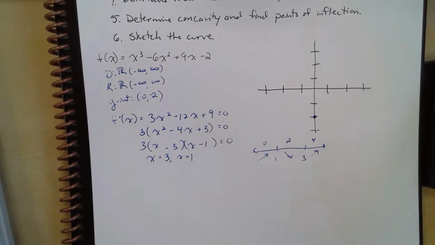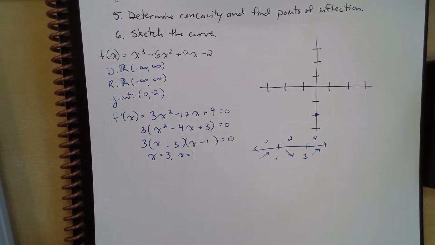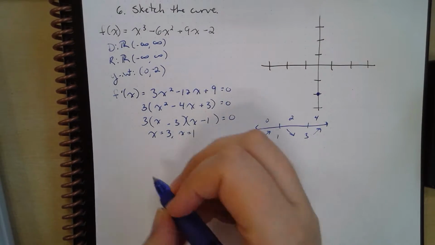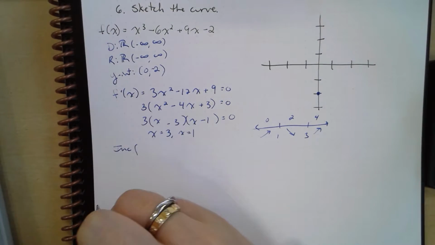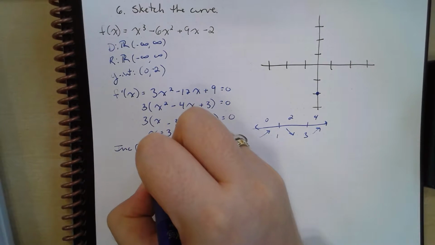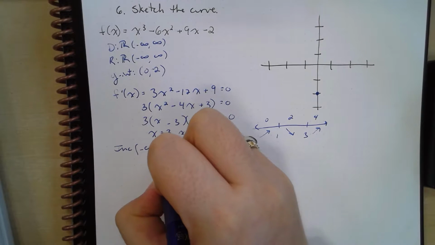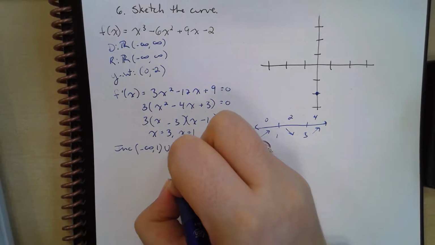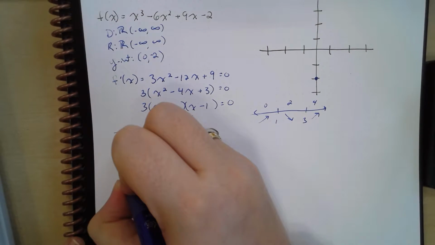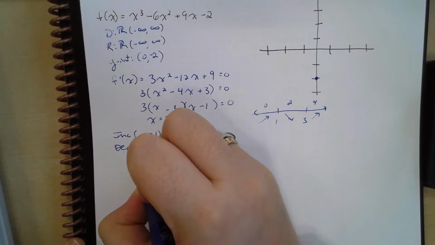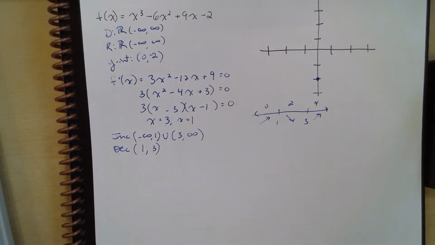So now we know that we are increasing from negative infinity to 1, and then again from 3 to infinity. And I'm decreasing from 1 to 3. All right, that's good information.